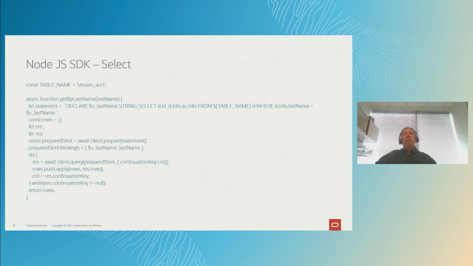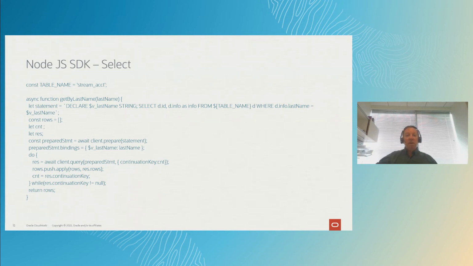Here's another example, using select. Here we're going to create a statement. This is a little bit more of a complex statement where we have a declare, so we're going to declare a variable. Then we're going to have our select statement, and we're going to select information out of our database using the variable $last_name. We're going to set up a rows variable, and set up some other variables, count and res.